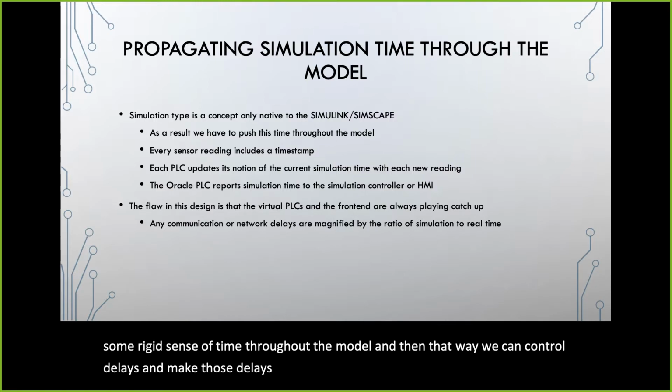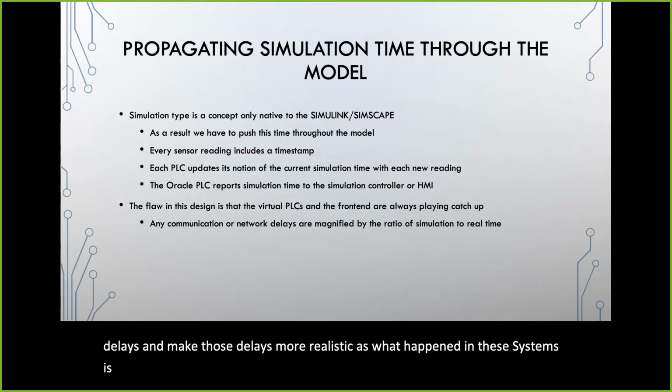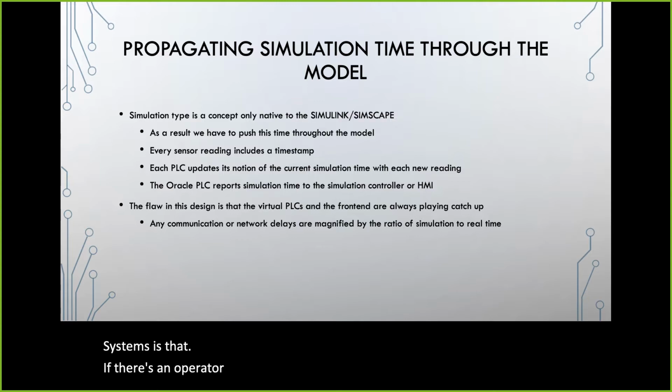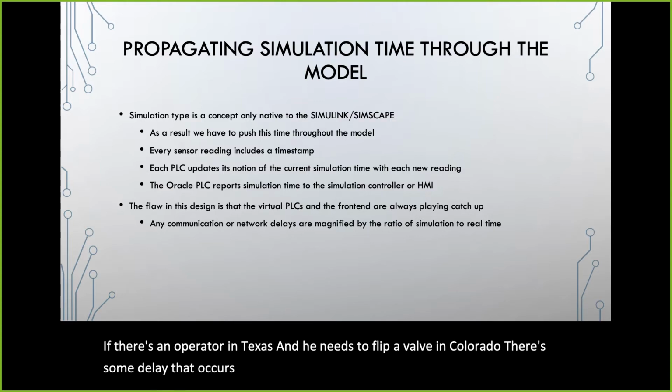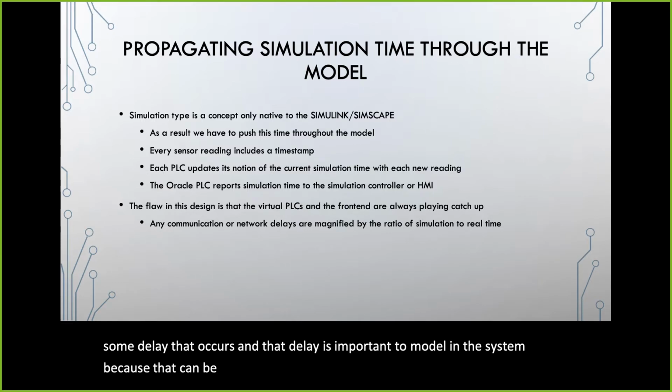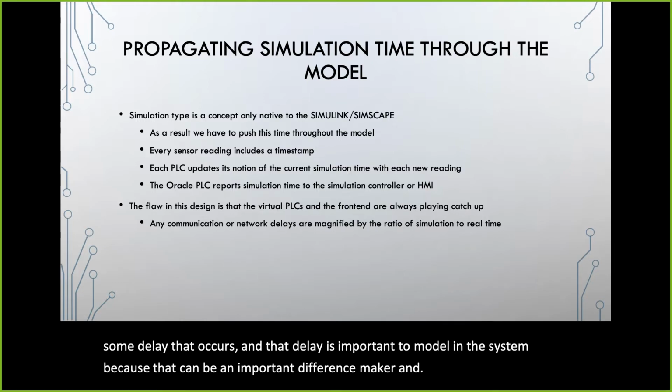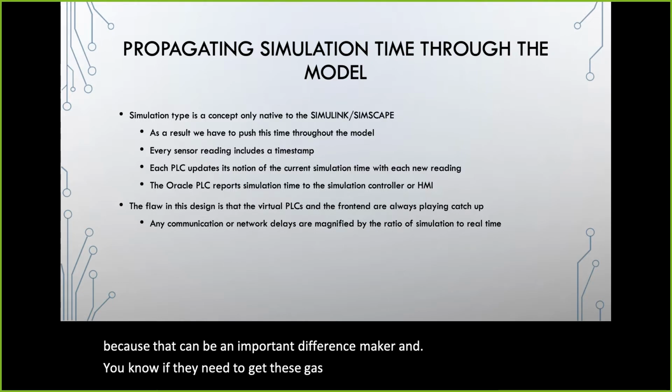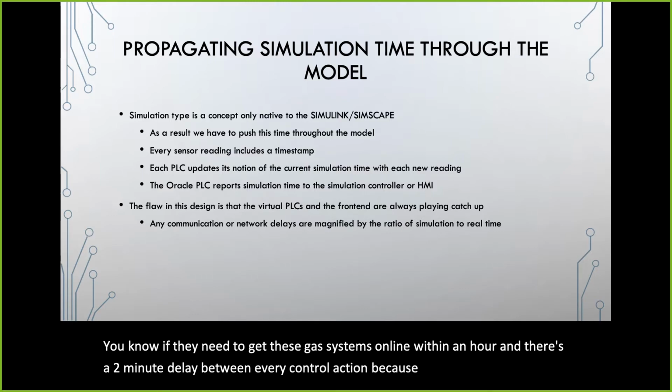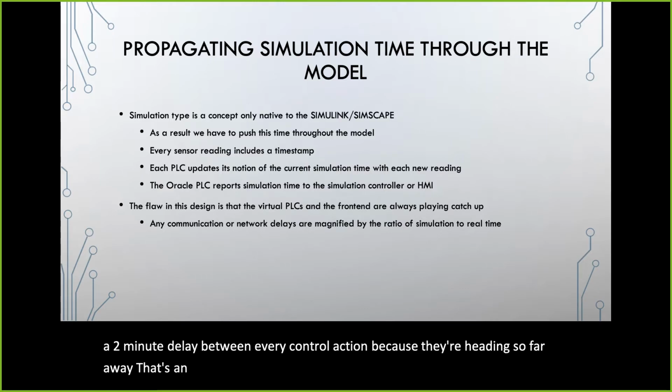Because what happens in these systems is that, if there's an operator in Texas and he needs to flip a valve in Colorado, there's some delay that occurs. And that delay is important to model in the system because that can be an important difference maker. Say, if they need to get these gas systems online within an hour and there's a 2-minute delay between every control action because they're so far away, that's an important part of the simulation because that can have real effects on the physical system.